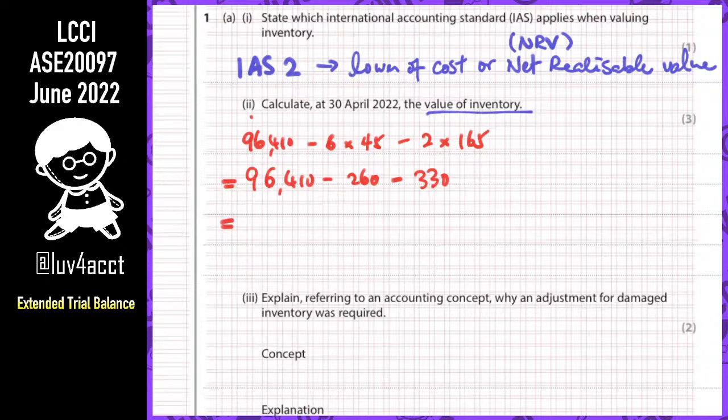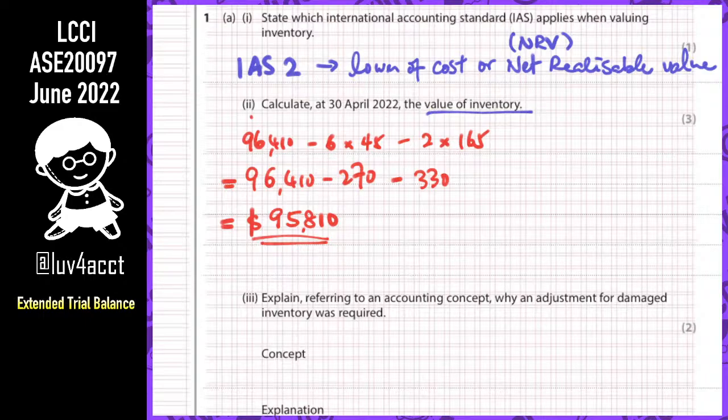When you are working on papers, you don't need to copy it 2 times. I just show you. So the value of inventory is, let me see, 45 multiplied by 6, 270. Why do I get this wrong? 270. So we have 95810.